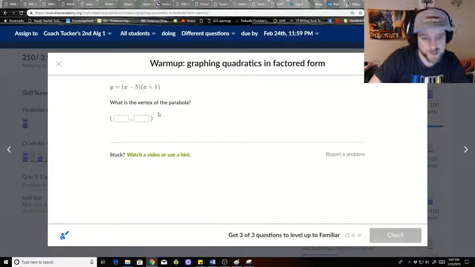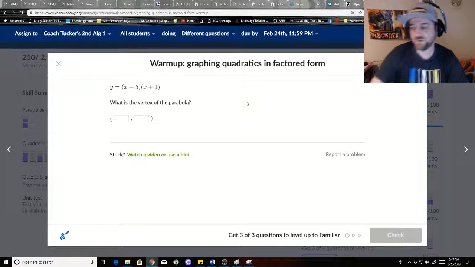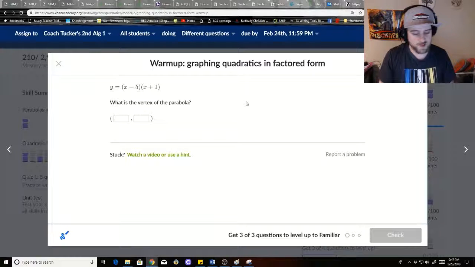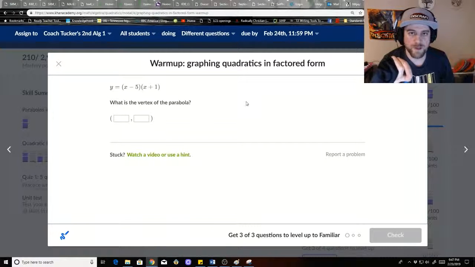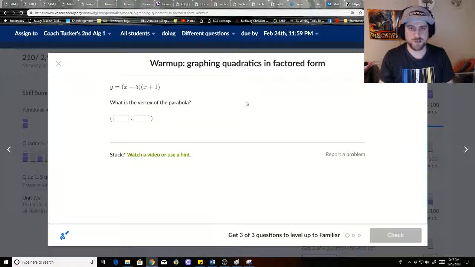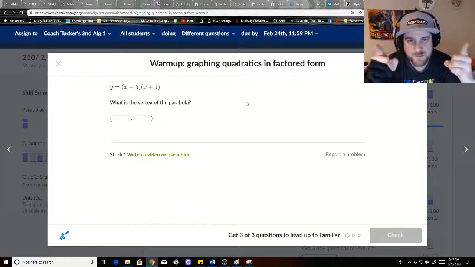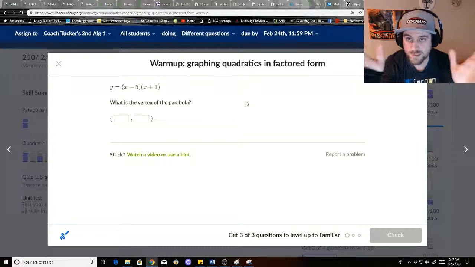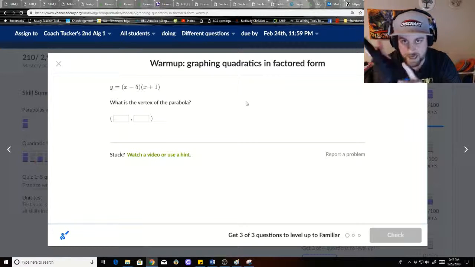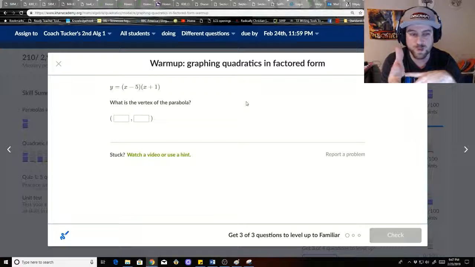So what is the vertex of the parabola? Well, if you remember the vertex, he talked about this earlier in the video. The vertex is the highest or lowest point on a parabola. And the easiest way to find your vertex is if you know your two x-intercepts. First off, if it's just one x-intercept, right? One x-intercept, you got it. It's right there. That's the x-coordinate.